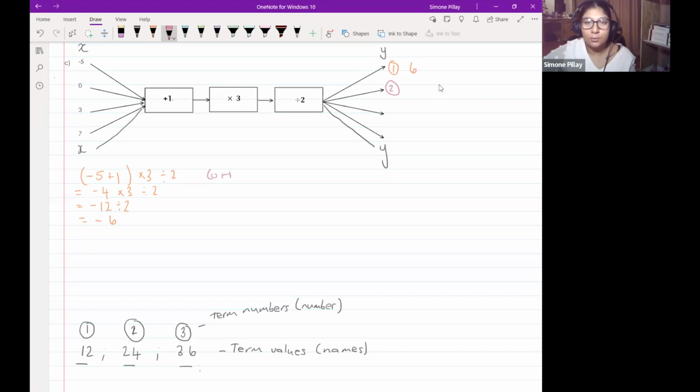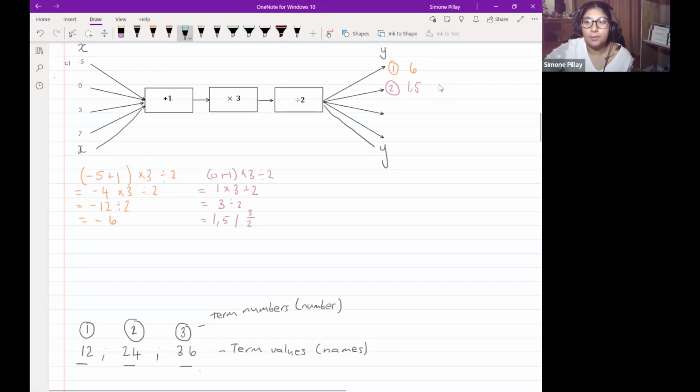So we have 0 plus 1, then I have to multiply by 3, divide by 2. 1 times 3 divided by 2, that's going to give me 3 divided by 2. And can somebody tell me what is 3 divided by 2? 1.5. So we can go 1.5, or 3 over 2. That's that. So let's go 1.5 over there.